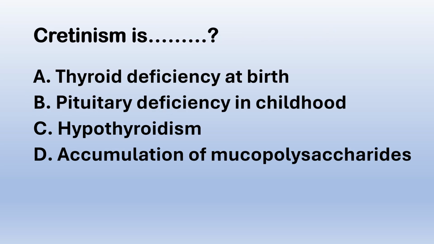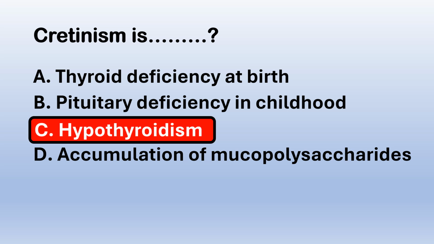Cretinism is A. Thyroid deficiency at birth, B. Pituitary deficiency in childhood, C. Hypothyroidism, D. Accumulation of mucopolysaccharides. And the answer is C. Hypothyroidism.